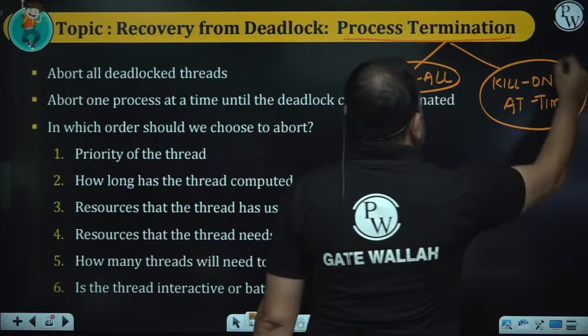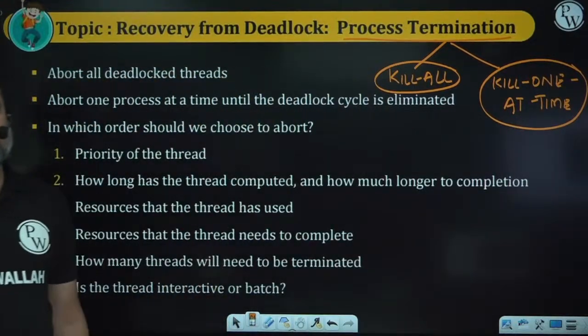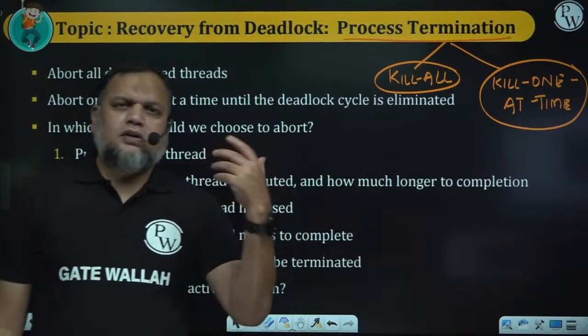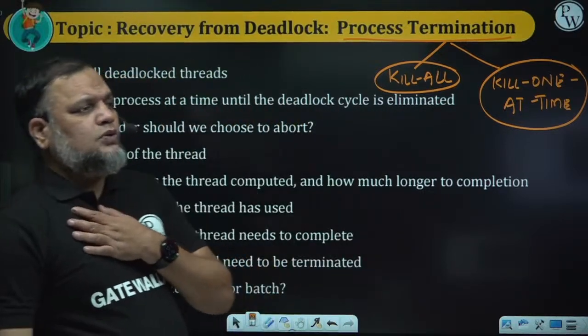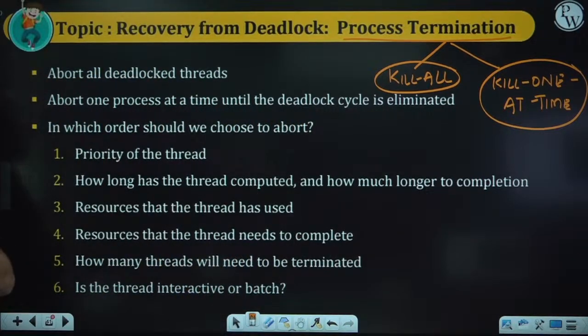Either you kill all or you kill one at a time. Kill all will make sure that there is no deadlock now. Kill one at a time means you can save some processes. लेकिन कुछ questions है जो आपको address करना होगा in applying these strategies. I have written down here, आप बात देख सकते हो.